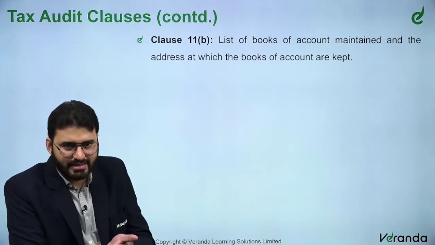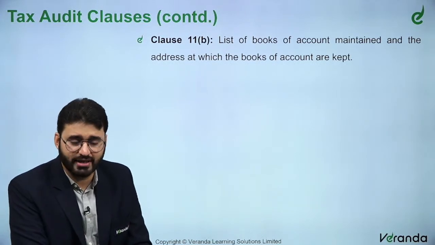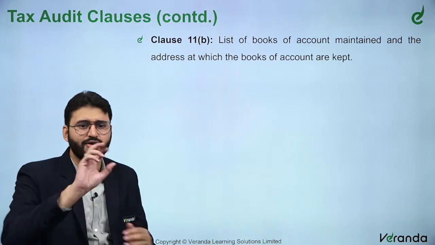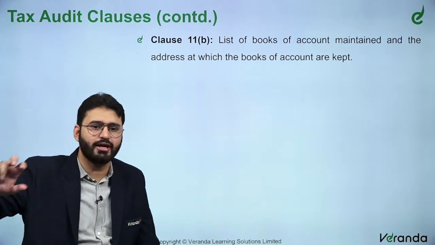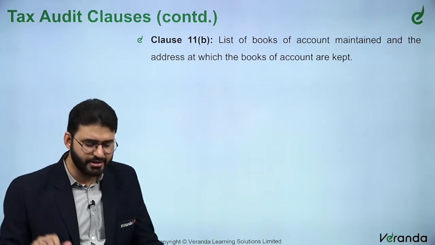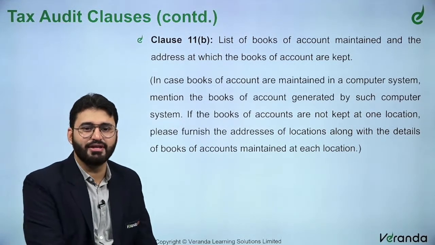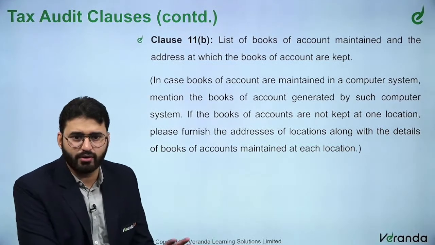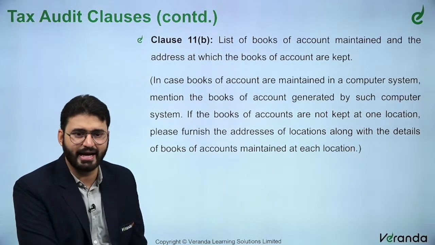Clause 11B, that's the next one. List of books of accounts maintained and the address at which the books of accounts are kept. So nowadays manual books are not there. So you have to mention everything is kept electronically. We need to generally keep a side note that everything is kept electronically in a software. That's what we mention in the tax audit clause. In case books of accounts are maintained in a computer system, mention the books of accounts generated by such computer system. If the books of accounts are not kept at one location, please furnish the addresses of locations along with details of books of accounts maintained at each location.